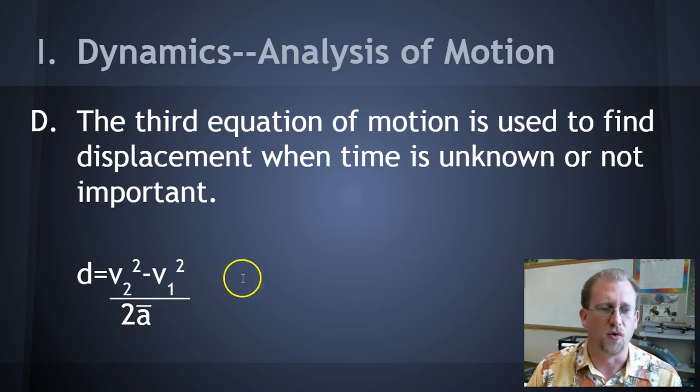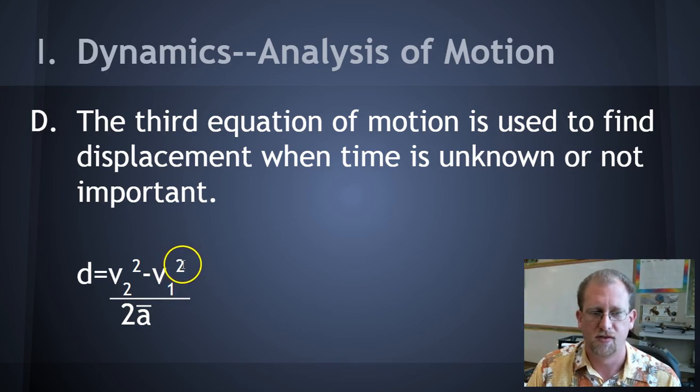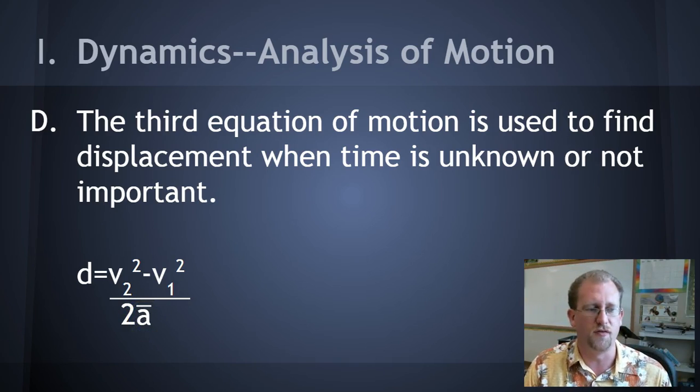Okay, so displacement equals final velocity squared minus initial velocity squared divided by twice the average acceleration. Bar over the top, average. Okay, so that's what we're doing. Pause the video if you need to write that down.